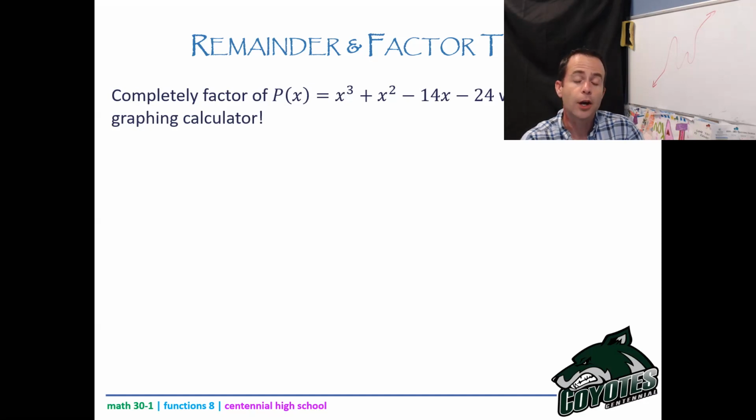Now, we are going to use your graphing calculator to help us find a factor quickly. Okay, and here's the easiest way to do it. What we need to do is test essentially factors of negative 24. So I'm going to go P of 1, P of negative 1, P of 2, P of negative 2. I'm just going to keep going through that list until I find one that equals 0.